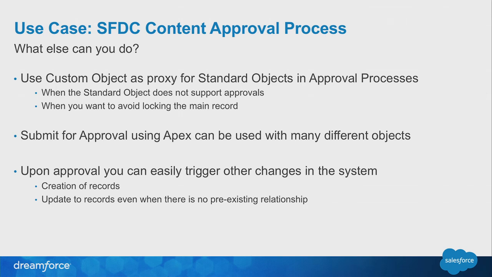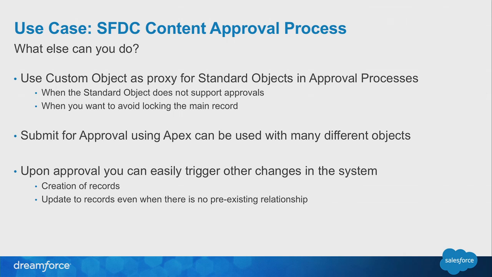So what else can you do with this strategy? This is a slightly different pattern. With this strategy, you could use a custom object as a proxy for approval on a standard object. Let's say the standard object does not support approval processes out of the box. So this is a way that you can use Apex to orchestrate that approval and record the final result back on the original record, or even create the record. We've had a requirement where the business wanted to avoid locking the record while it's undergoing approval. This strategy could also be used for that with a proxy object in front or a staging record.